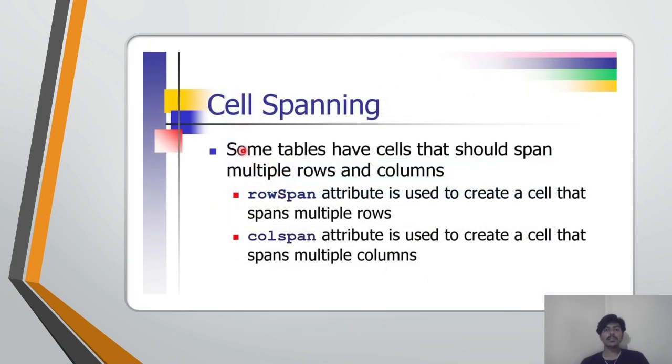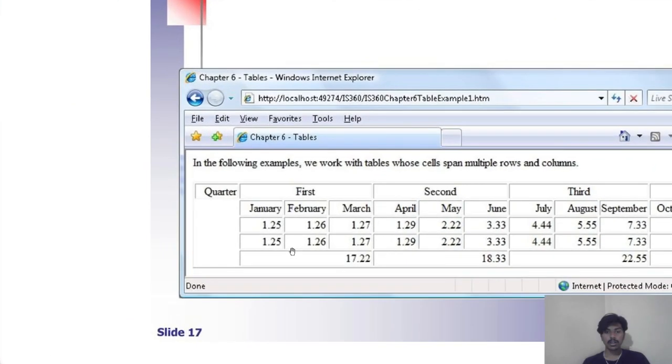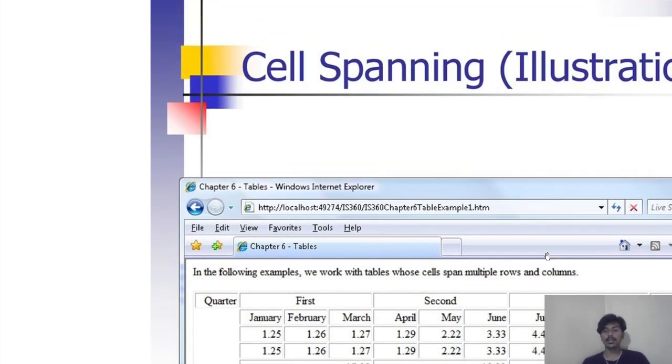We're looking at cell spanning. Some tables have cells that should span multiple rows and columns. Here we are talking about the rowspan attribute, which is used to create a cell that spans multiple rows, and then the colspan attribute that is used to create a cell that spans multiple columns. We'll be looking at the example. Look here. Here the 17.22 data spans 3 columns, whereas first, second, and third also span 3 columns.